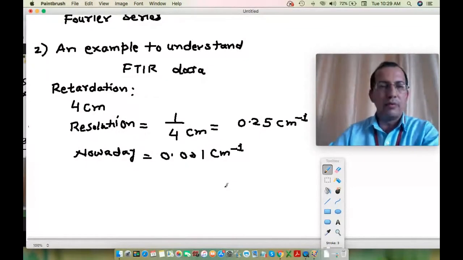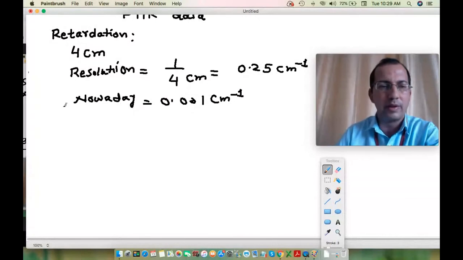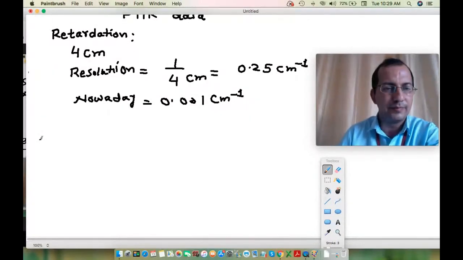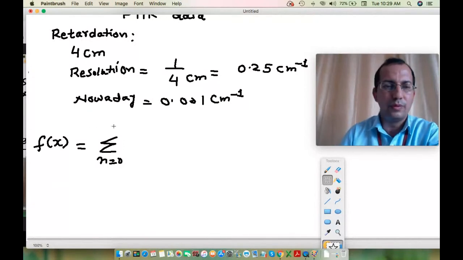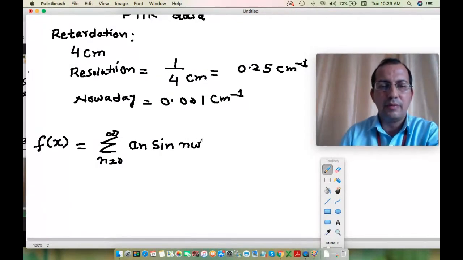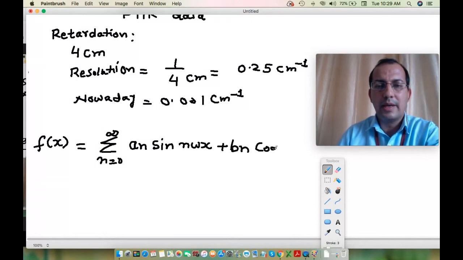Until that point you can go nowadays with the help of the best spectrometers which you have. Now, if you come across the role of the Fourier series, let me write it. Here we have f(x) equal to the sum from n equal to 0 to infinity of a_n sin(n omega x) plus b_n cos(n omega x).